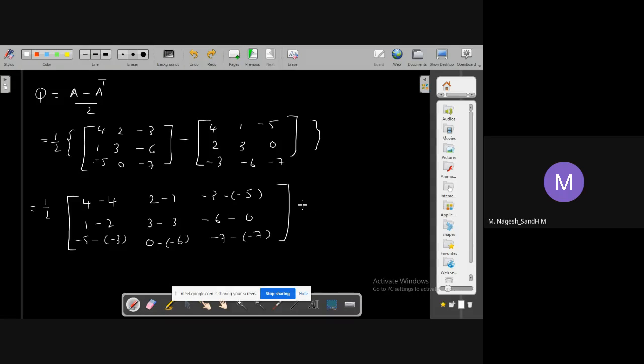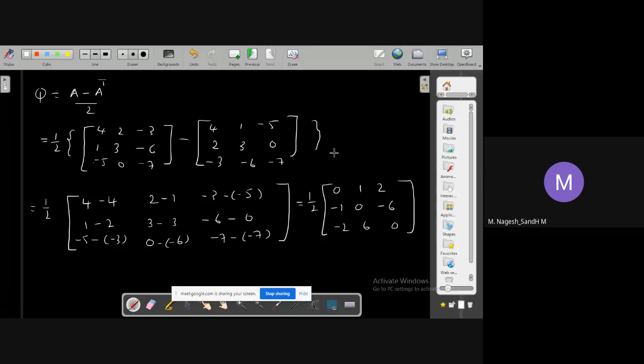This is nothing but what is its value? 1 by 2 into 4 minus 4 is 0, 2 minus 1 is 1, minus of minus becomes plus, minus 3 plus 5 is 2, 1 minus 2 is minus 1, 3 minus 3 is 0, minus 6 minus 0 is minus 6, next minus of minus plus 3, minus 5 plus 3 is minus 2, next minus of minus plus 6, minus 7 minus of minus plus 7. So what is its value? 0.